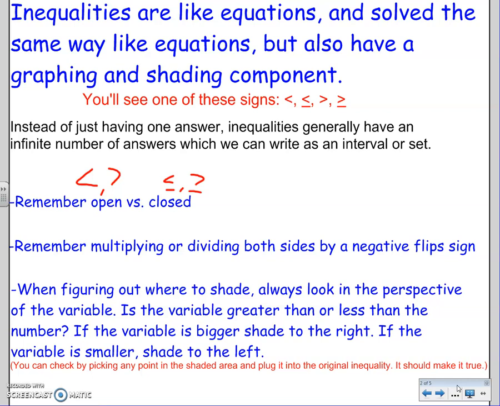And then when figuring out where to shade, always look from the perspective of the variable. So is the letter greater than or less than the other number? If the letter is bigger, always shade right. If the letter is smaller, shade left. And you can check by picking any point on the shaded area and plugging it into the original inequality. That should make it true, which I will do.